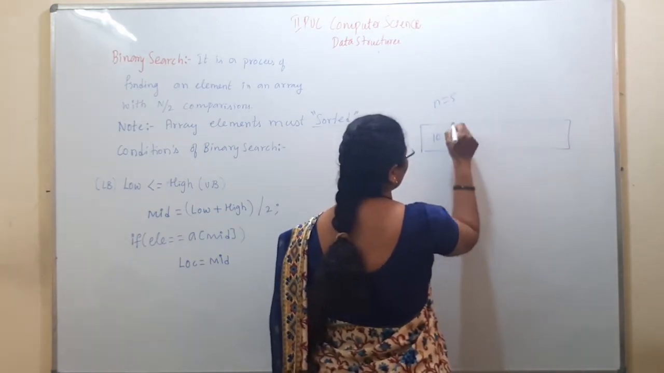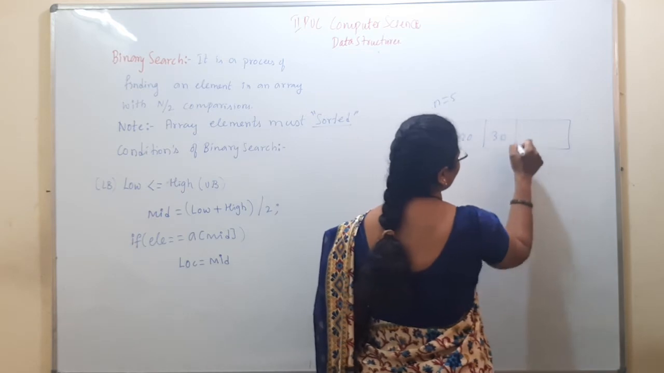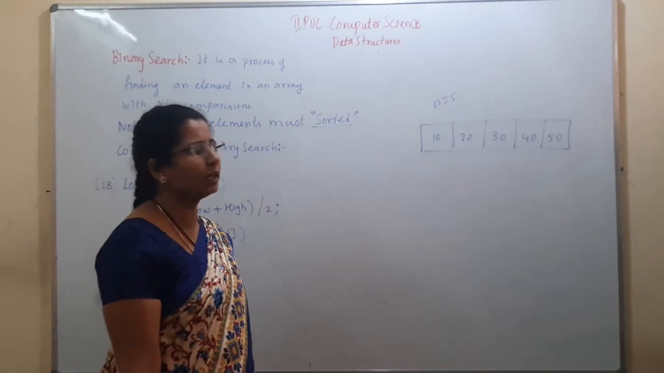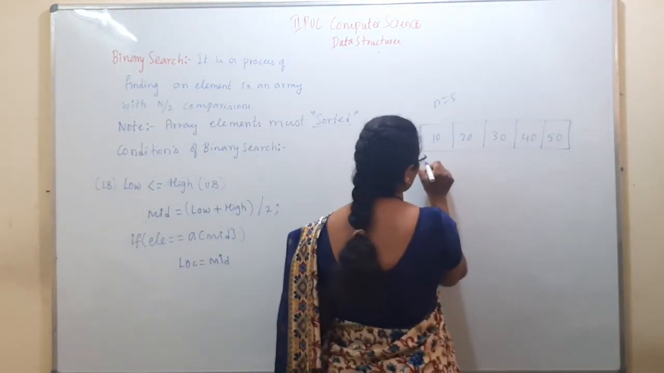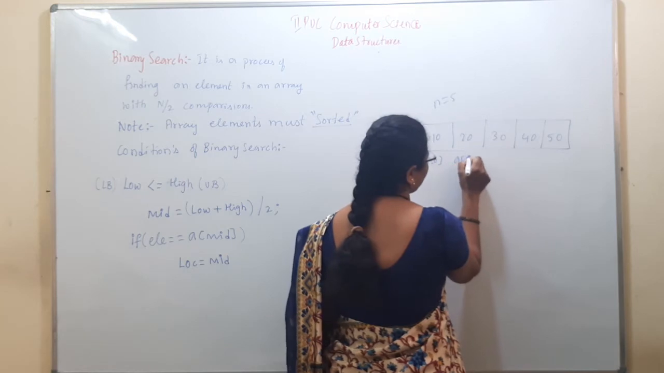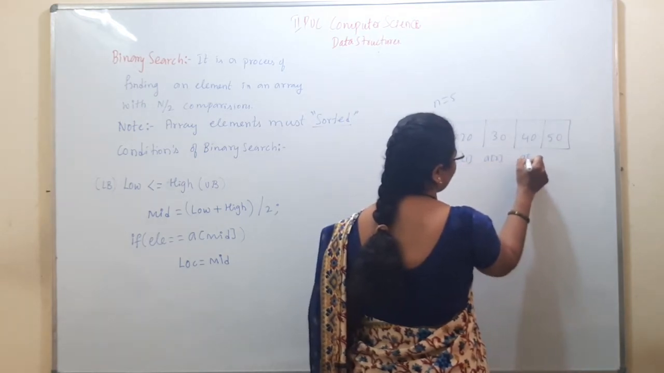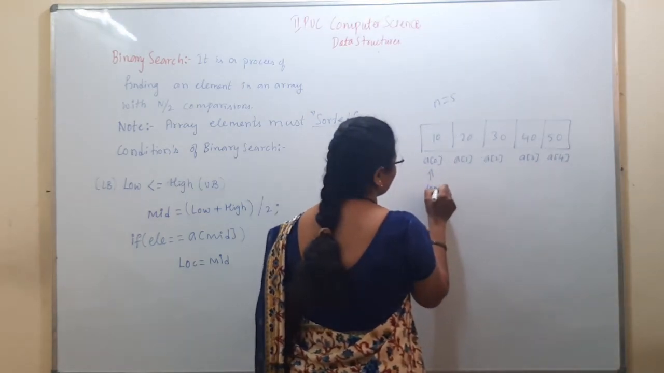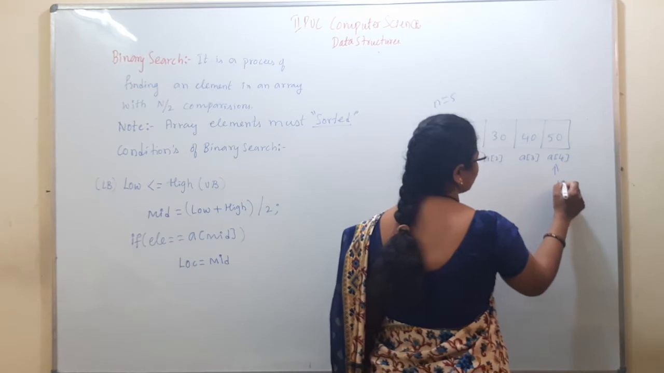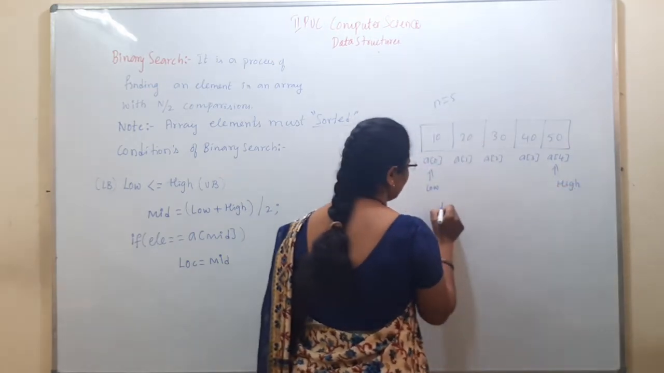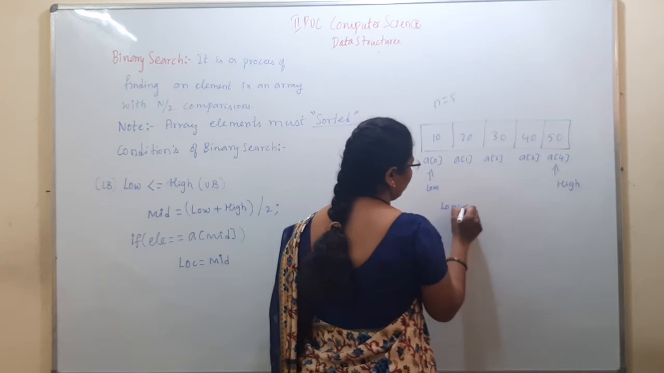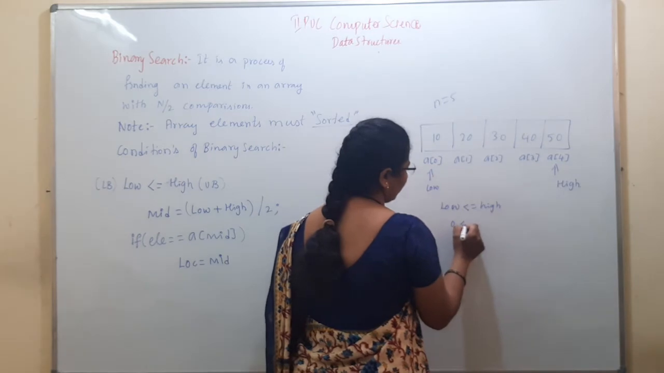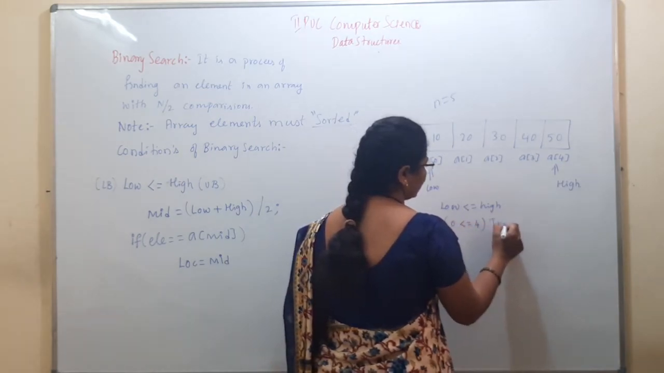If the searching element is not the mid, for example, I have taken here n equal to 5: 10, 20, 30, 40, 50. So this is your A of 0, A of 1, A of 2, A of 3, A of 4. What is the lower bound? 0 is the lower bound, 4 is your upper bound, called the high pointer. Check the condition. Is low less than or equal to high? 0 is less than or equal to 4. Yes, the condition is true.